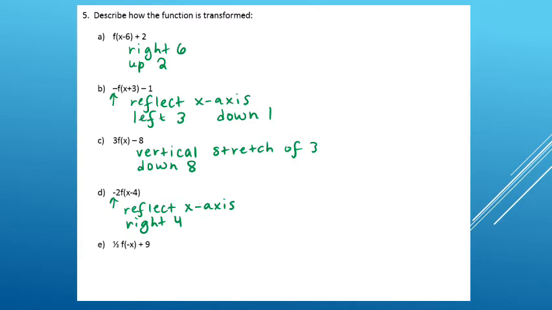For the last one, I see the 1/2. That's telling me that I have a vertical shrink of 1/2. And then I see that negative in front of my x. That would be a reflection over the y-axis. And finally, I see a +9. That's going to be moving up 9.